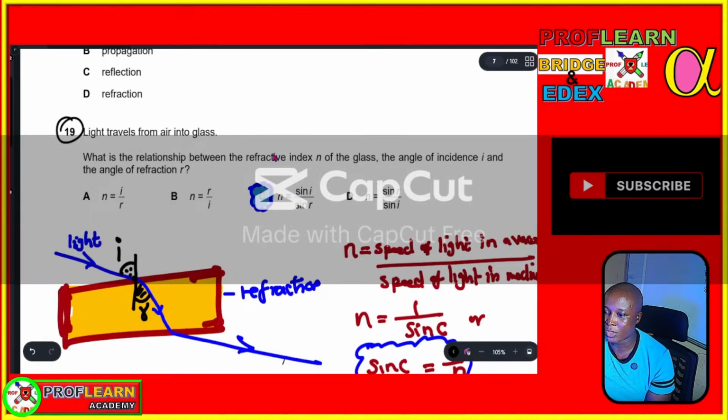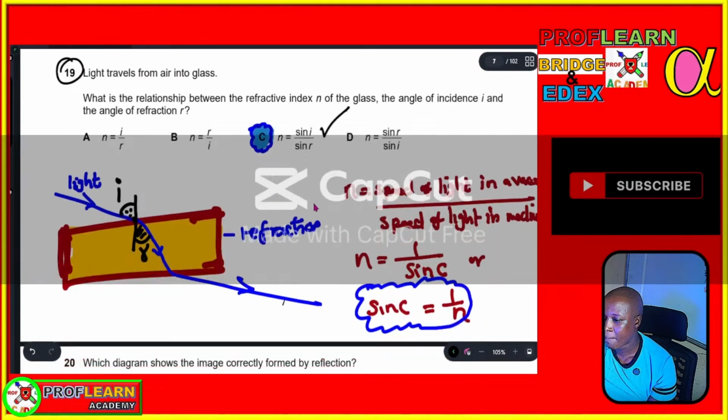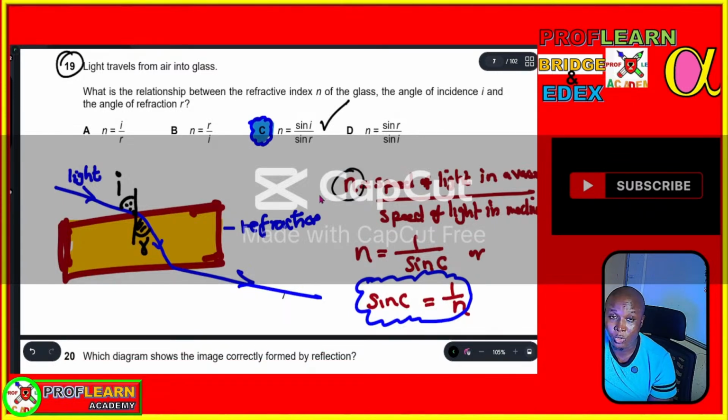What is the relationship between refractive index, n of a glass, angle of incidence, and angle of refraction? That is going to be sine I over sine R is the correct answer. Refractive index also you need to remember because we don't know which question will be asked in that exam. You need to remember that refractive index can also be given as speed of light in a vacuum over speed of light in the medium or in the material.